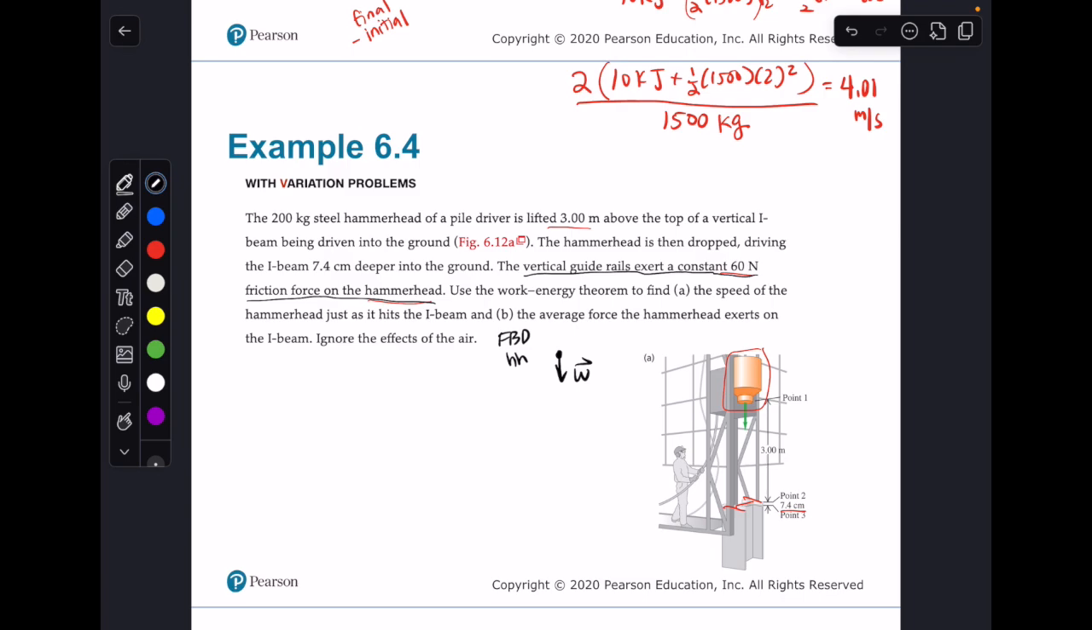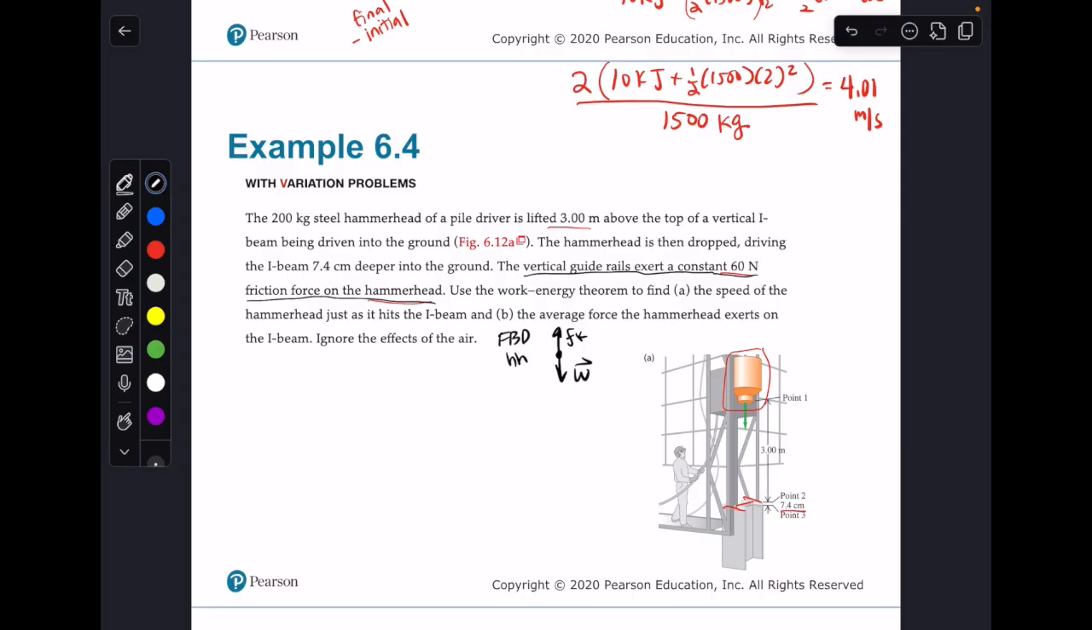How does friction act on something? It acts in the opposite direction to the motion. We definitely know which way the hammerhead is going. It's going straight down, right? Hence the green arrow. So friction, vertical guide rails, it doesn't matter. It's going opposite to the direction of motion. So friction will be pointing up, okay? And what other forces are acting on it? That's about it.